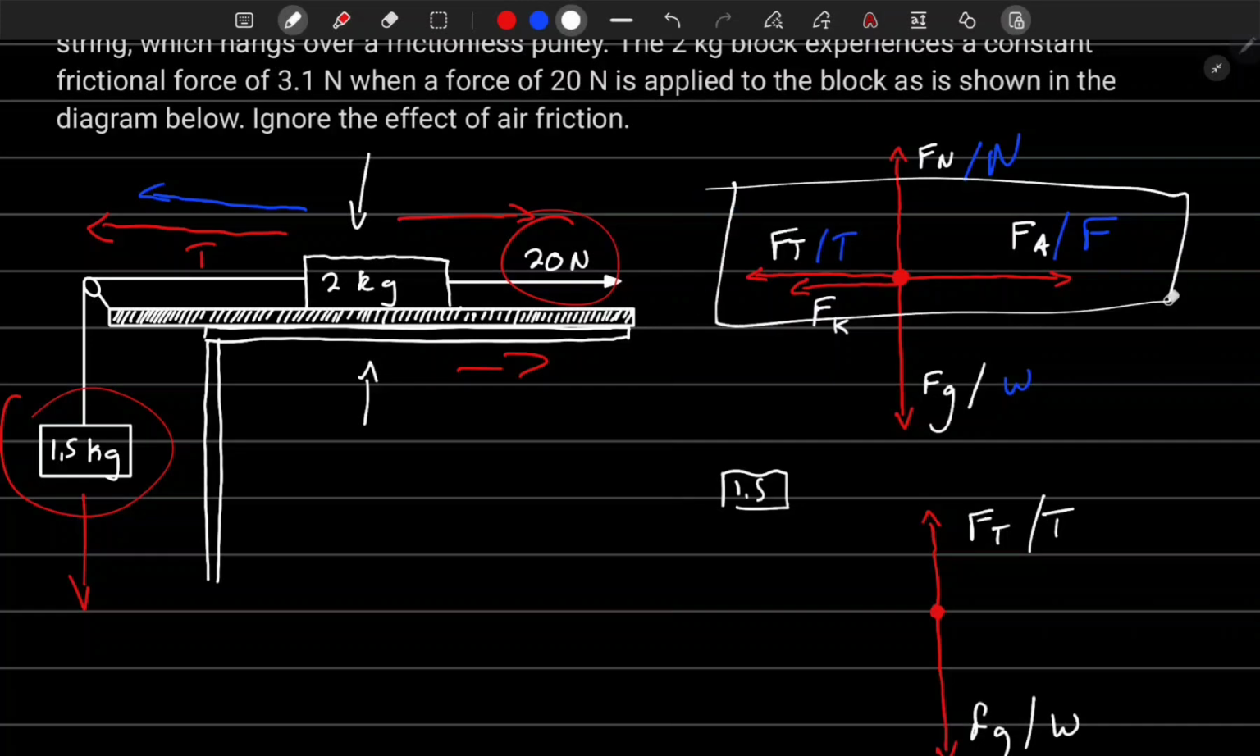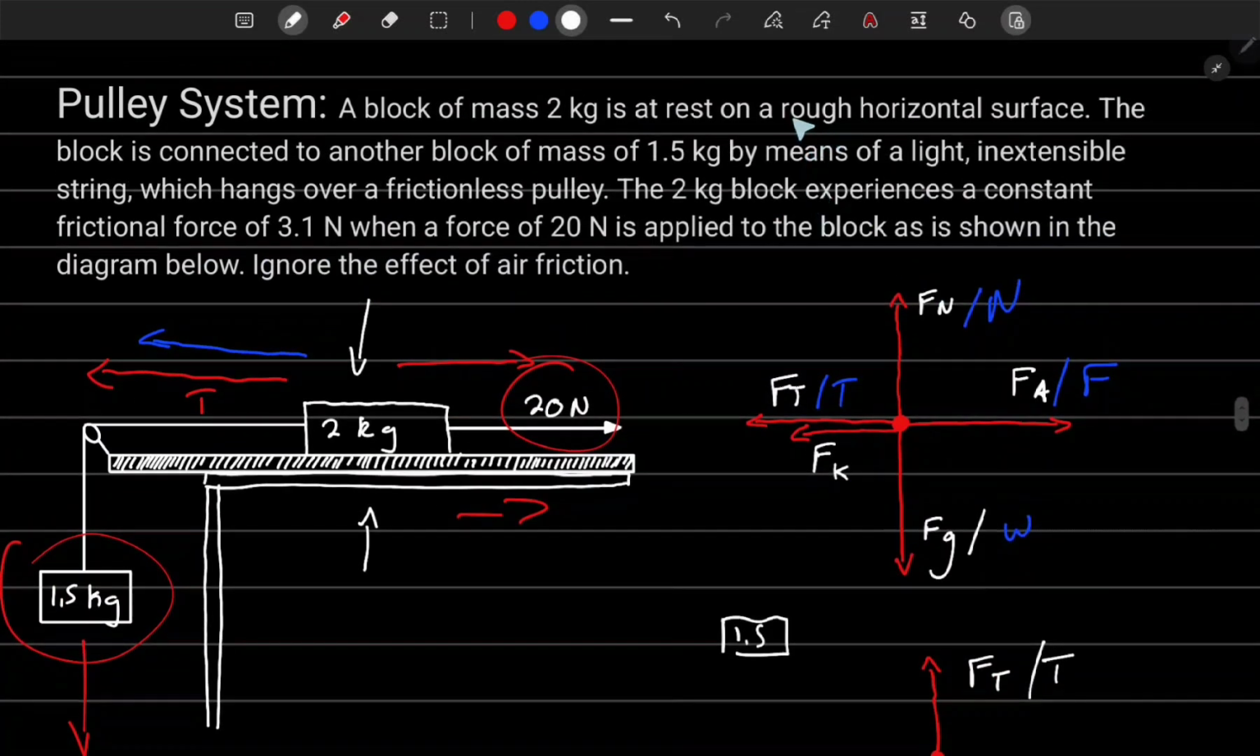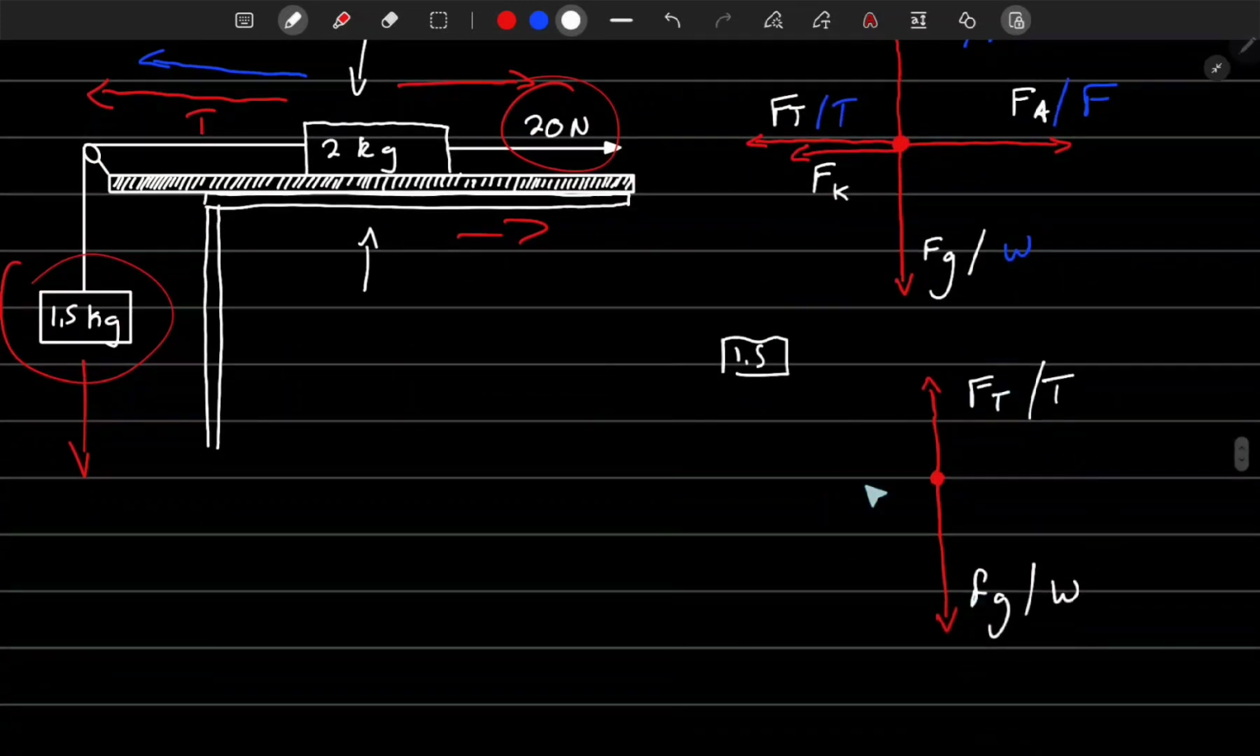You can hear that this block is on a rough horizontal surface. So on this particular 2 kg block, we're only going to be using these horizontal forces. However, here there are no horizontal forces, there's only the vertical forces. So in this particular case, we're going to be using the vertical forces.